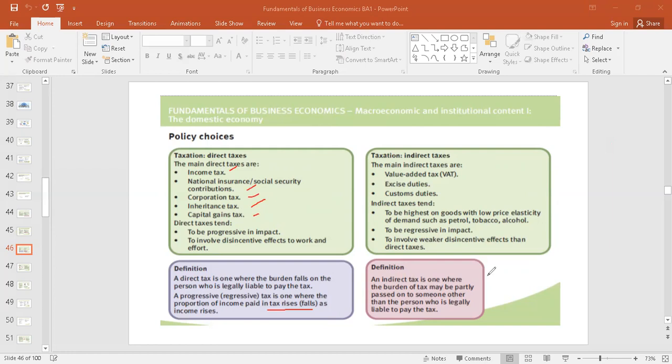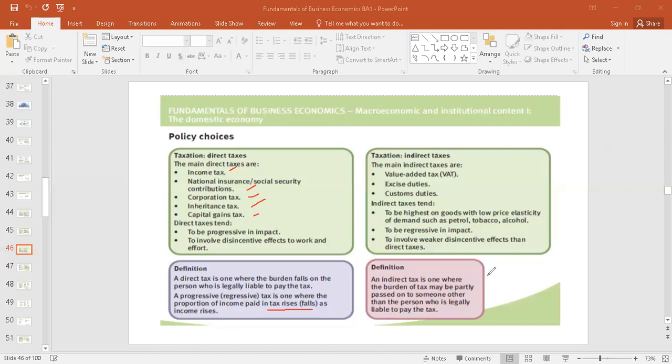The sources of indirect taxes are VAT, value-added tax, of late. So that's the point of discussion, how VAT was added. Then we see excise duties, customs duties. Then indirect taxes tend to be highest on goods with low price elasticity. Even if the price changes, there is no impact seen on the demand. That is low price elasticity of demand, such as petrol, tobacco, alcohol.